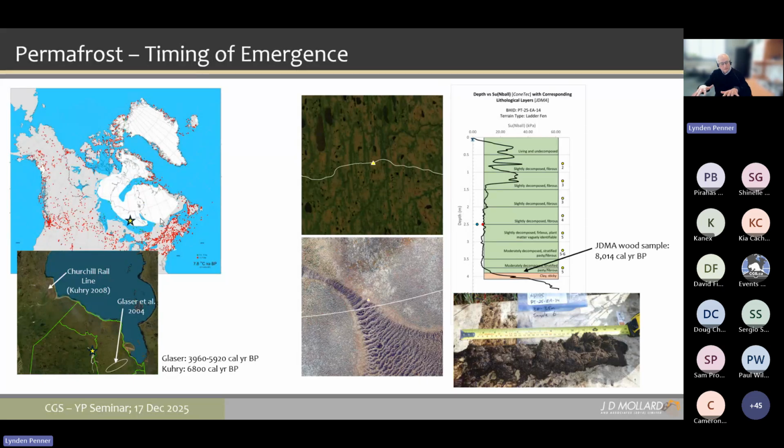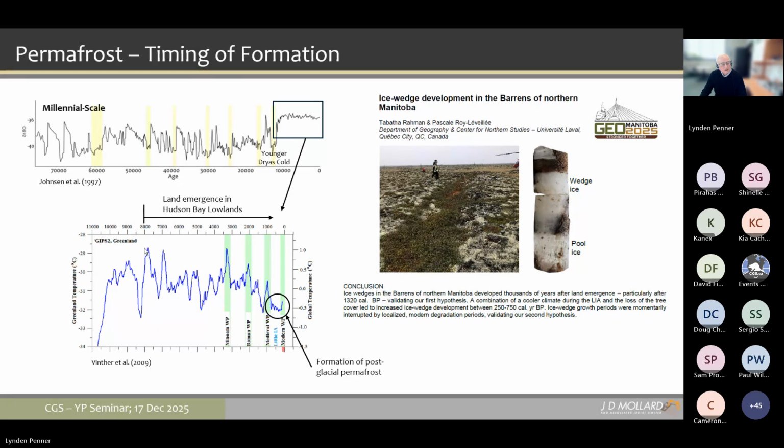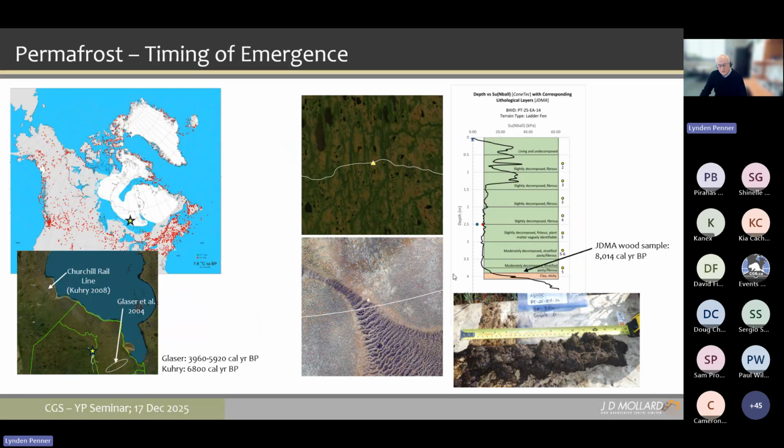And as the land emerged from glacial isostatic rebound, then vegetation began to grow on the land surface. So we see evidence here that indicates that occurred at 8,000 years in this curve, and we also see that from the dating of our sample of wood in the peat. Other people have also dated the development of vegetation on that post-glacial surface in the 4,000 to 7,000 range, depending on your proximity to Hudson Bay.